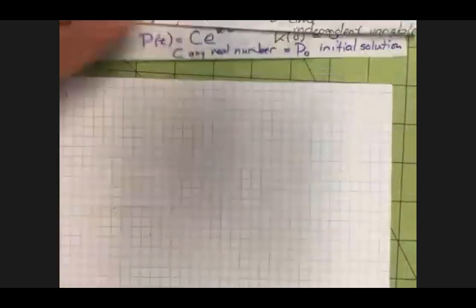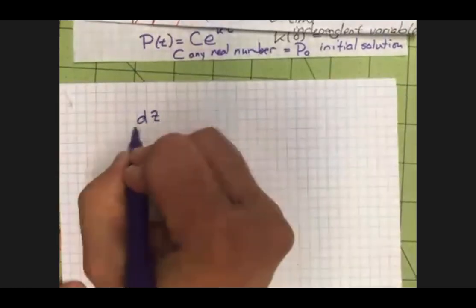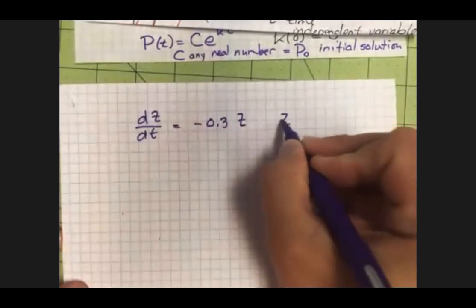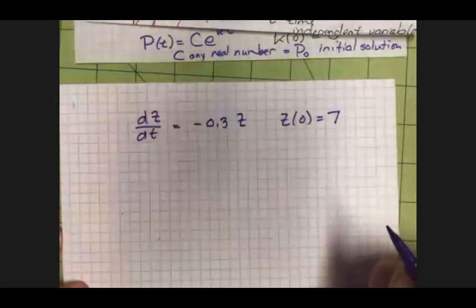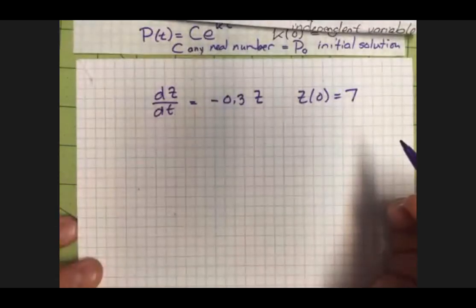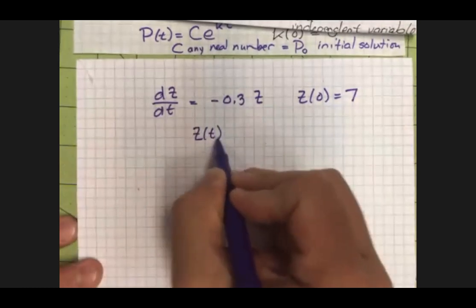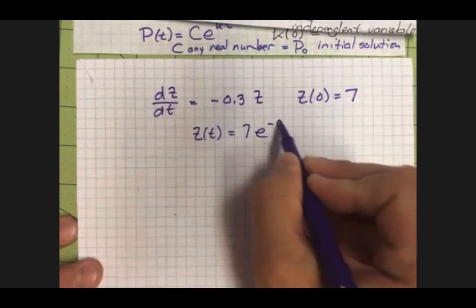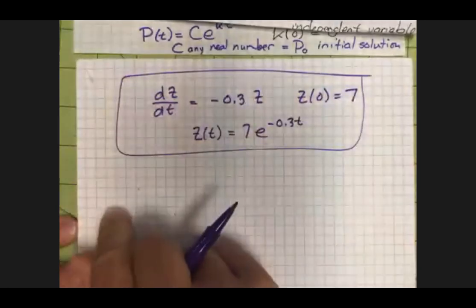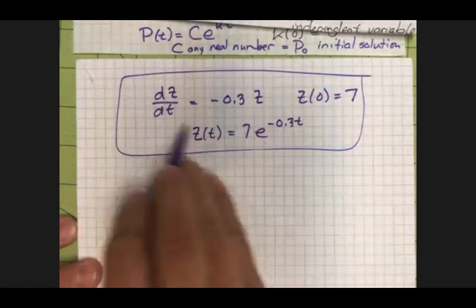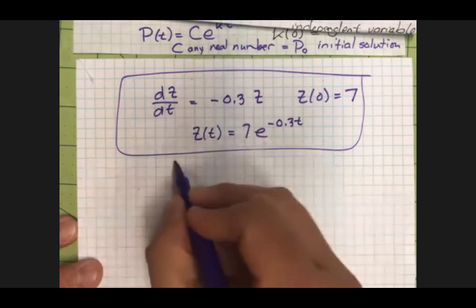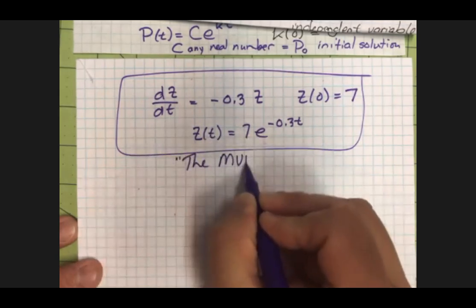So for example, if I write down to you, dz dt is negative 0.3z, and z of 0 is 7, I don't want you to repeat the work that I just did, and this is why you have to watch the video. I just want you to tell me the answer. This is the most valuable problem in differential equations for a good reason. It doesn't matter what I call the letters. I could use S instead of T. This is an example of the MVP of ODEs.